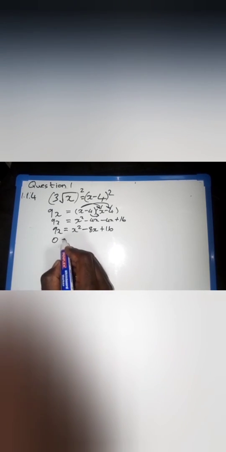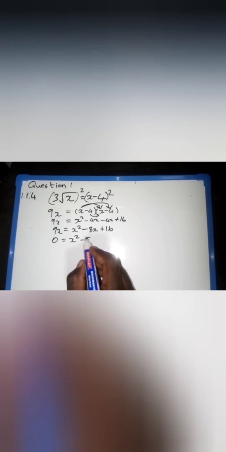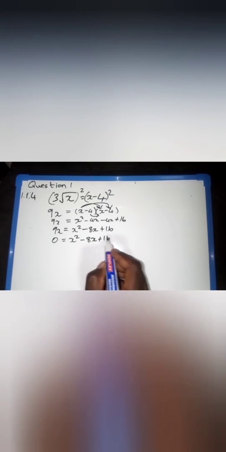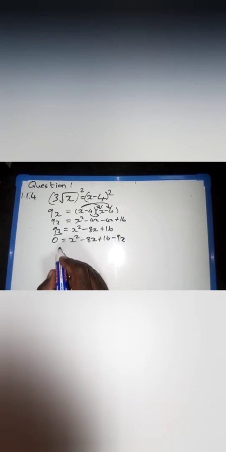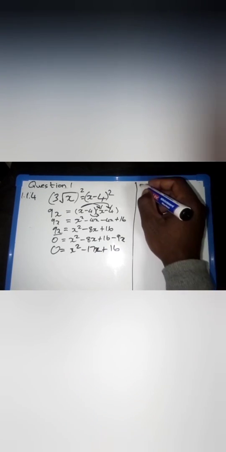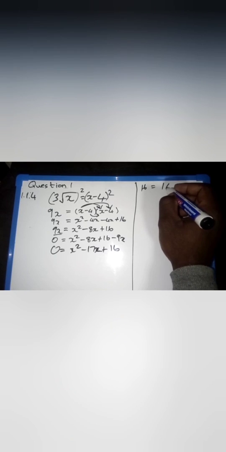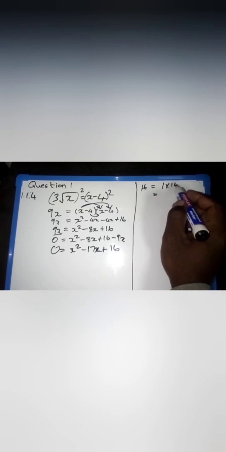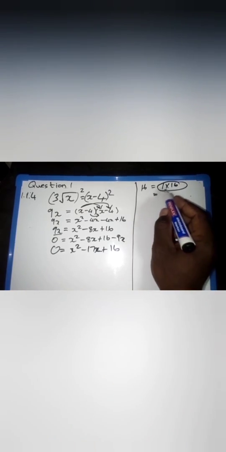Then we've got 0 is equal to x squared minus 8x plus 16 minus 9x. Take this 9x and I bring it to the side. So I'll be left with x squared minus 17x plus 16. So now I have to factorize this. I can use the trick that I just showed you. Products of 16 will be what? 1 times 16. There are many of them, so let's choose this one. You can try them out, but I'm gonna choose this one.